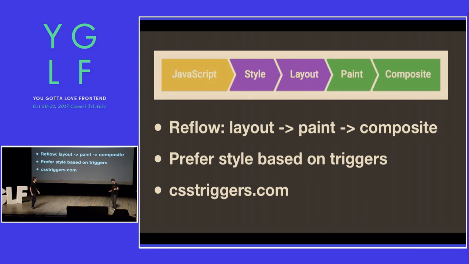We can predict the work based on triggers. You can see which triggers are available to you and what triggers what in a site called CSS Triggers. For example, we can see that we don't want to use left, because left moves the element and triggers layout, but if we use transform, it only triggers composite.